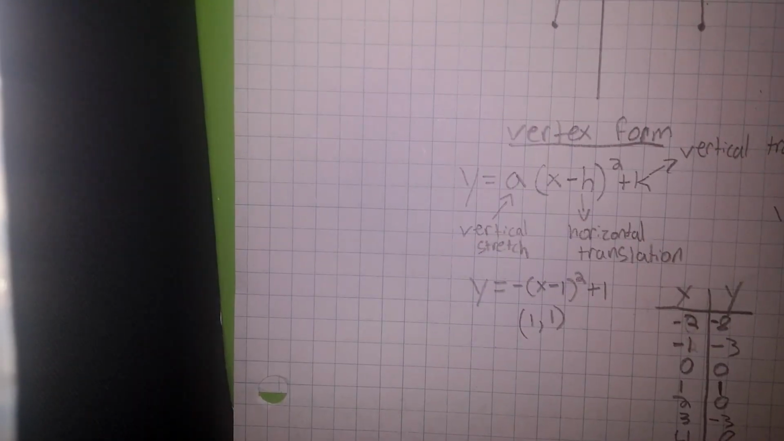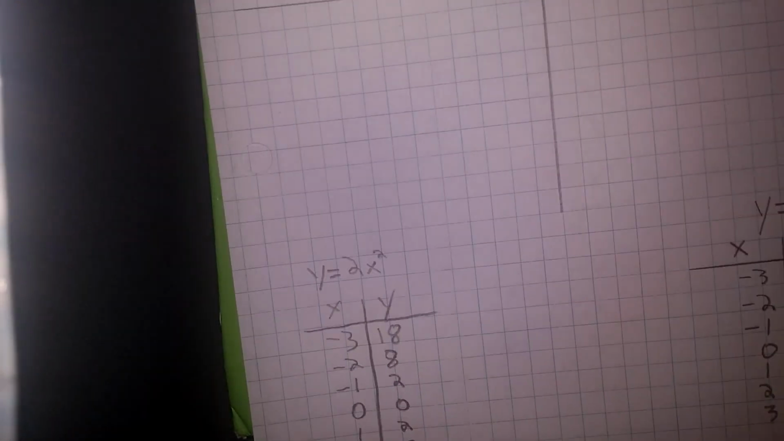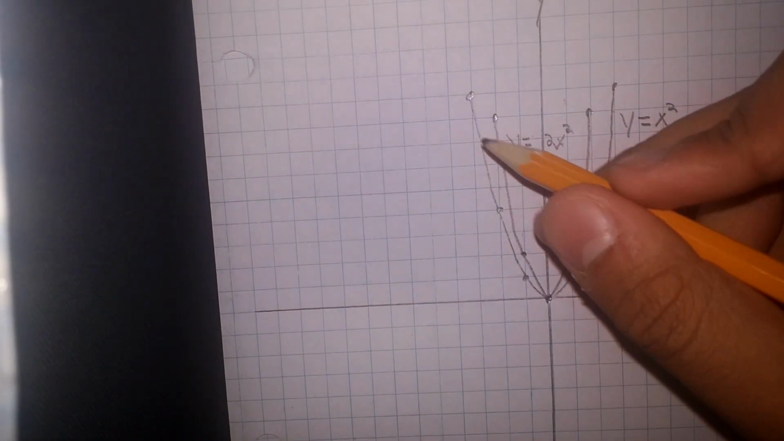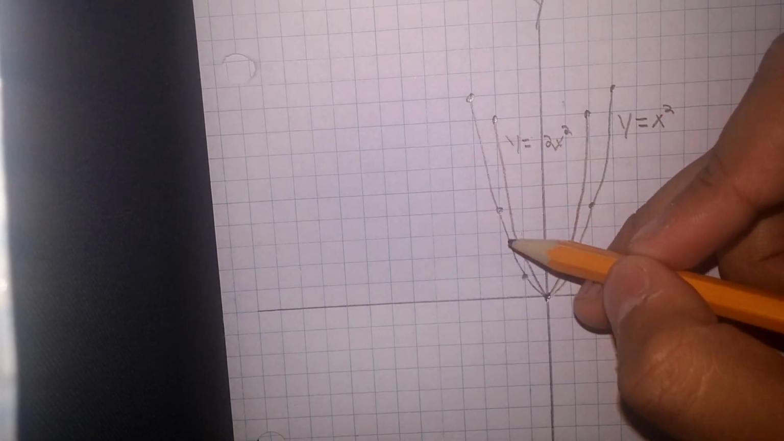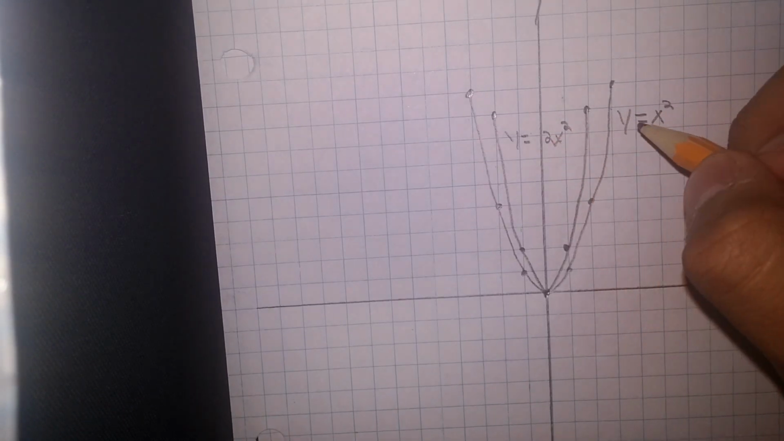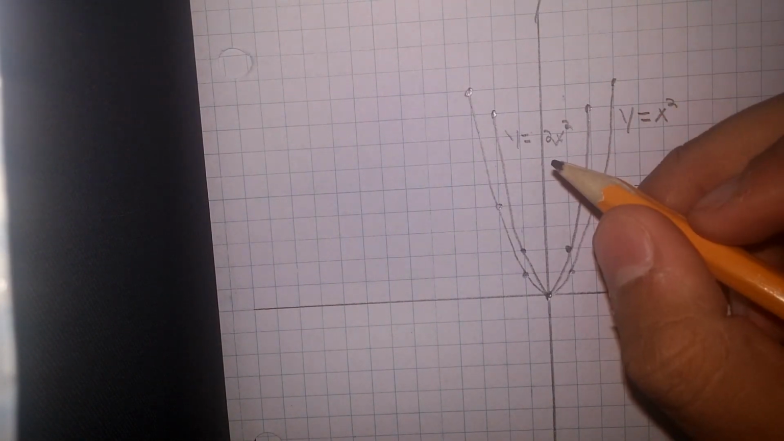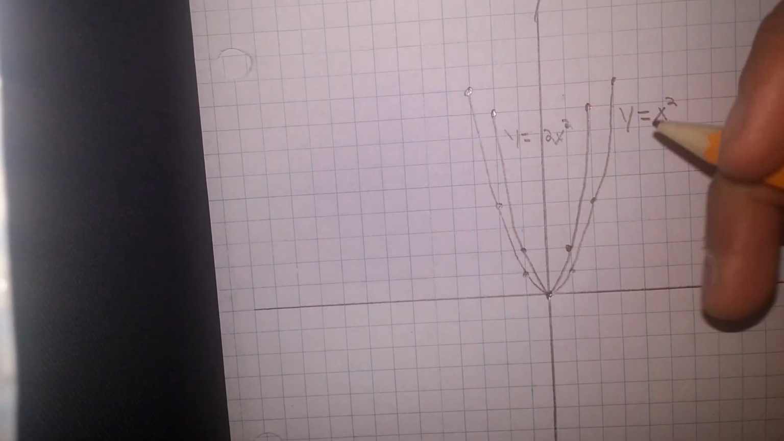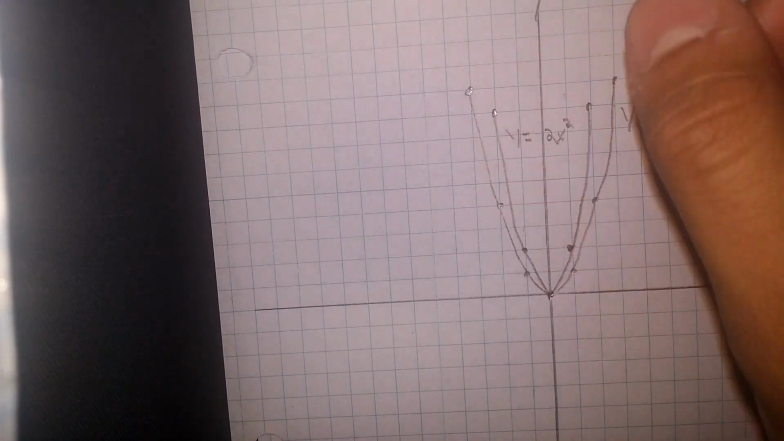Let's talk about one more thing. You'll notice that with our previous example on the last page, y equals x squared, and then y equals 2x squared, this one indeed got narrower compared to the original one. That's because when the a value of the vertex form is more than 1, the graph is going to get narrower. That basically means it would be a vertical compression.